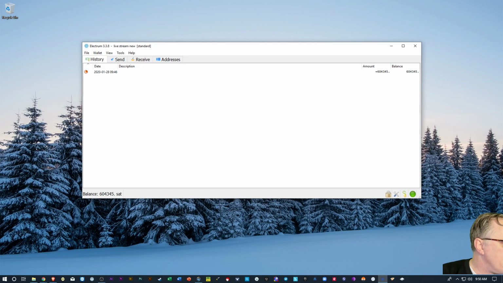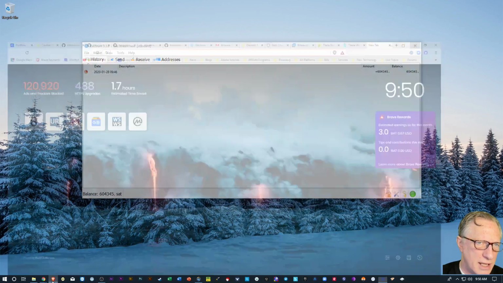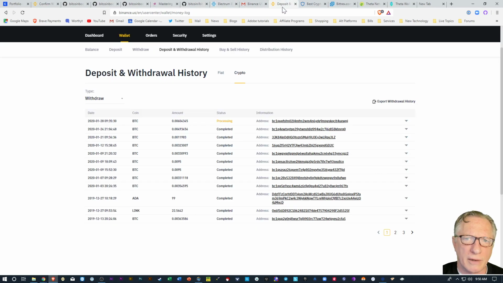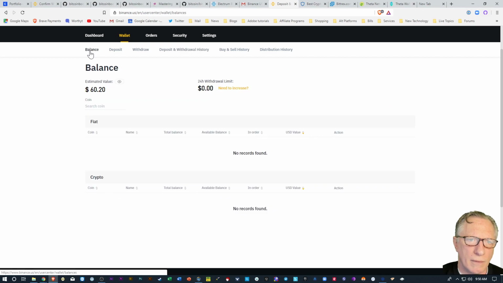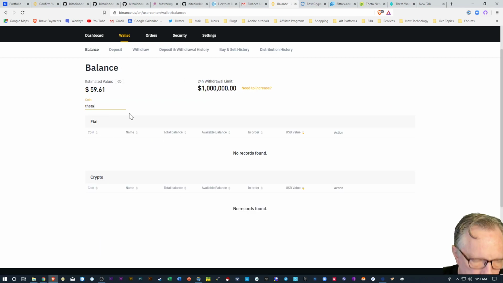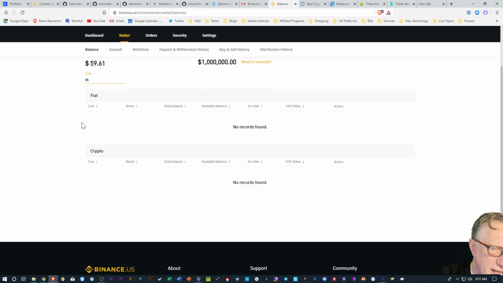Oh, Binance doesn't have licensing in Florida. I think you're thinking of Binance US, right? And Binance US, do they even have Theta? I didn't think they did. Let's go here. Theta. You'll notice that I'm still showing a balance. I guess they don't have Theta.